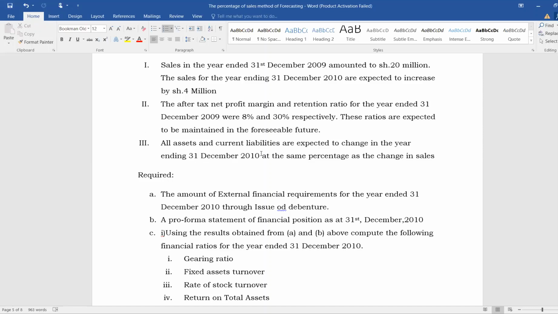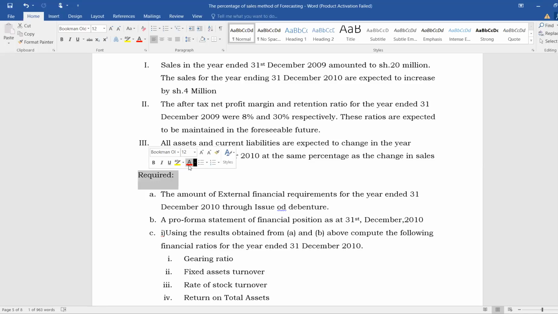All assets and current liabilities are expected to change in the year ended 31st December 2010 at the same percentage as the change in sales. Now, of course, there is nowhere the examiner has mentioned percentage of sales method. When you read through the question, it's you to conclude that this question is testing on the percentage of sales method.